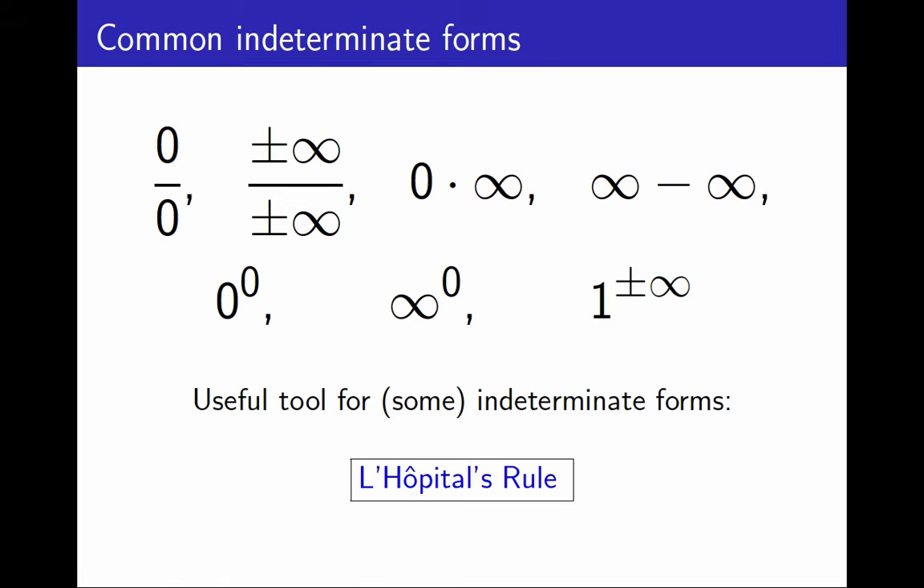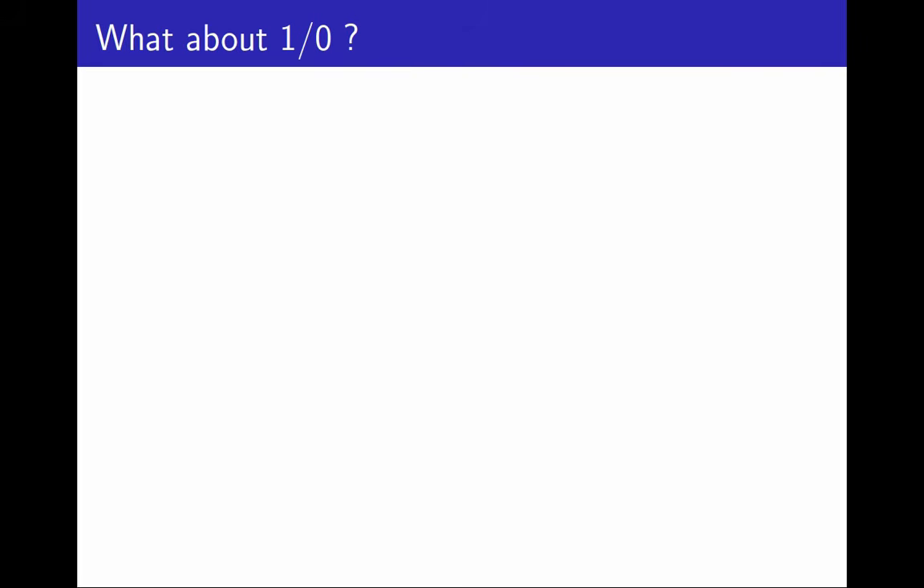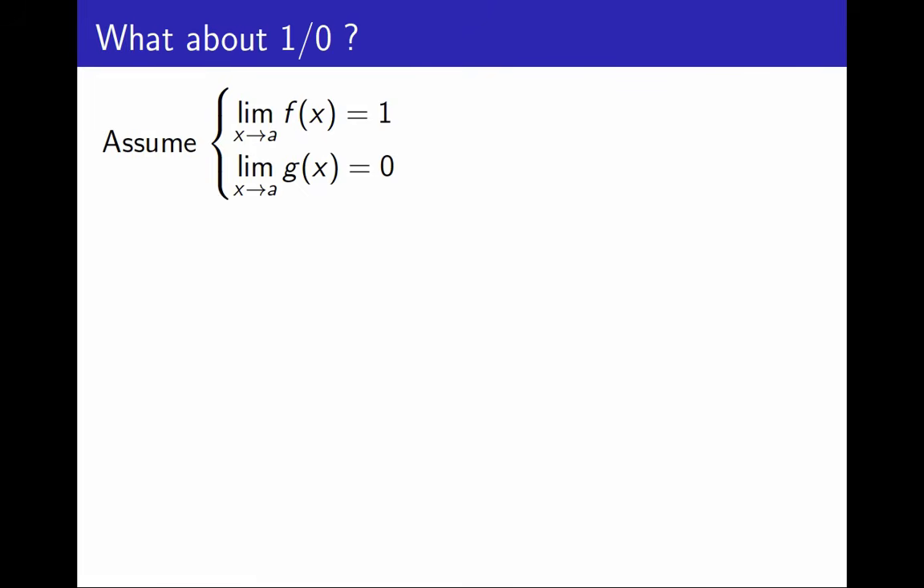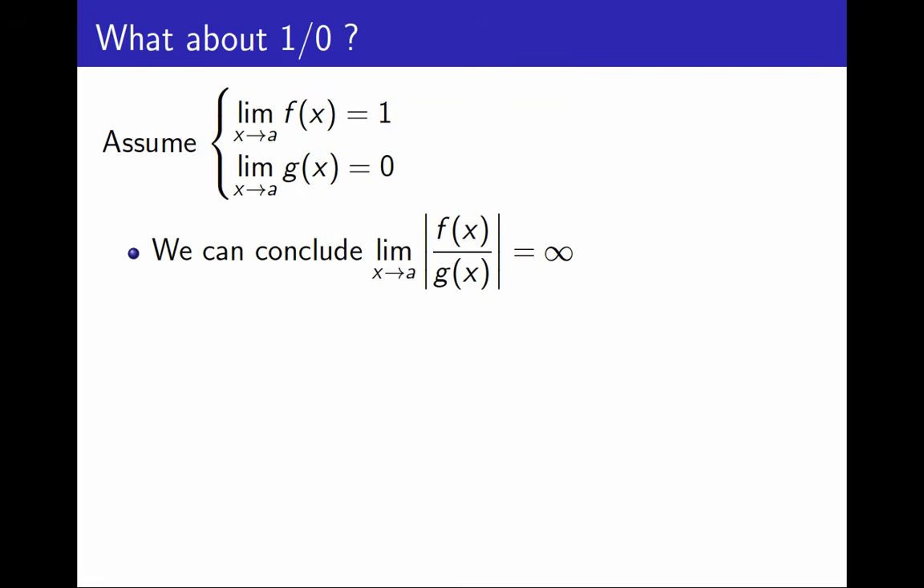But before I do that, I want to comment on one more type of limit, 1 divided by 0. Why didn't I include it in the list? If the limit of the numerator is 1 and the limit of the denominator is 0, what can we conclude about the limit of the quotient? We do not normally consider this an indeterminate form because we can conclude something, but we have to be careful. In this situation, I may be tempted to say that the limit of the quotient is going to be infinity. But I can only conclude that the limit of the absolute value of the quotient is going to be infinity, because the denominator may be positive or negative.